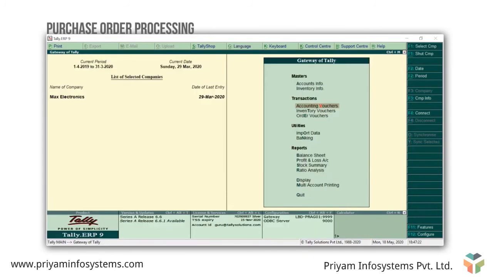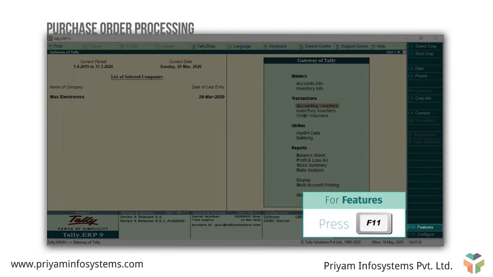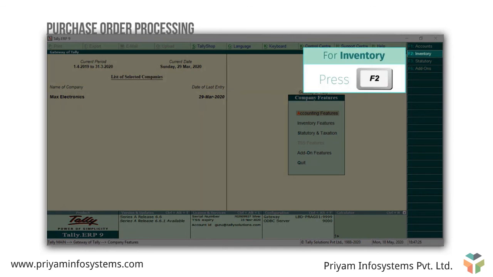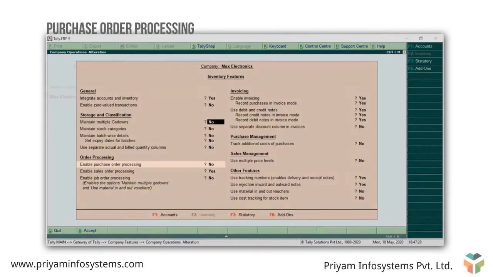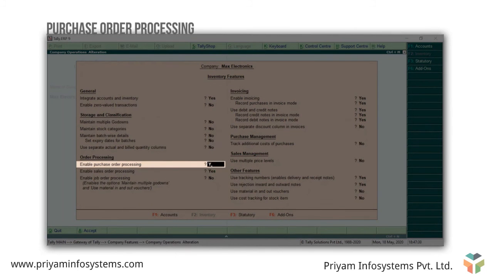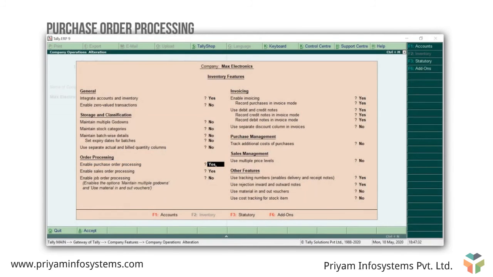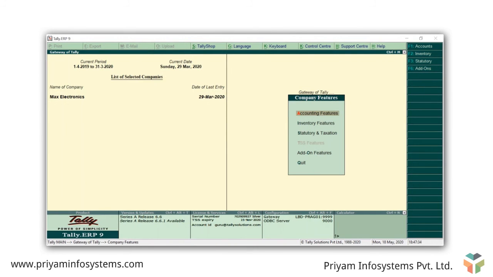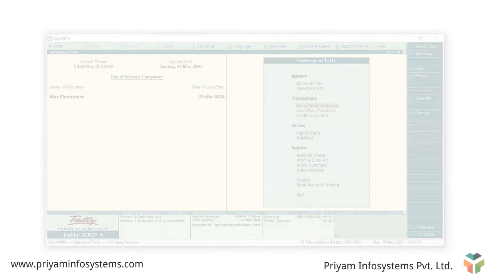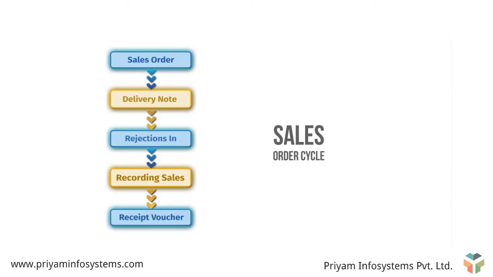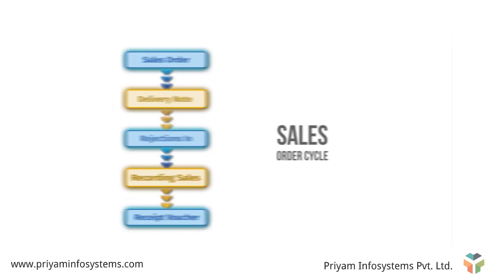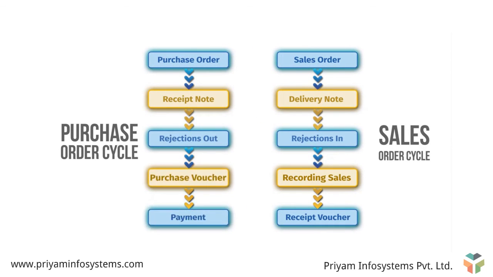To enable, press F11 from the Gateway of Tally, F2 for Inventory Features, enable Purchase Order Processing. The steps and navigation to record the purchase order are similar to what we just learned. Here, you will record a purchase order voucher instead of sales order. Likewise, receipt note will replace delivery note, followed by rejection out, purchase voucher, and payment.